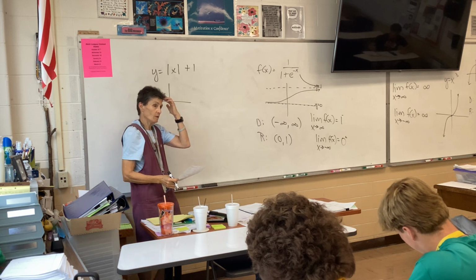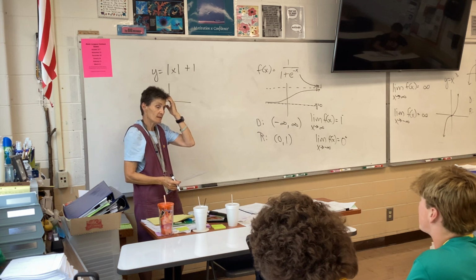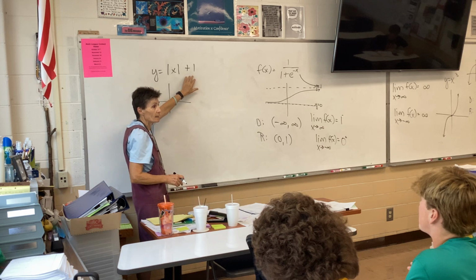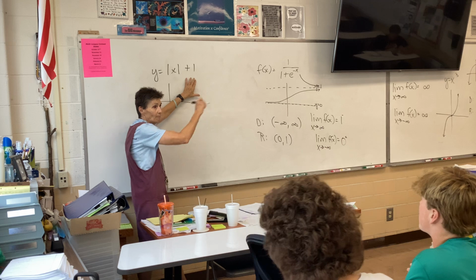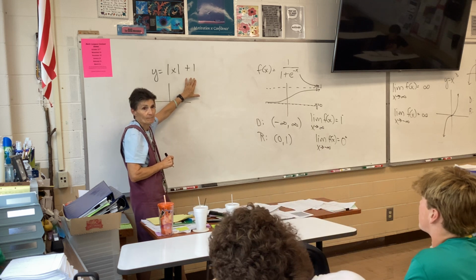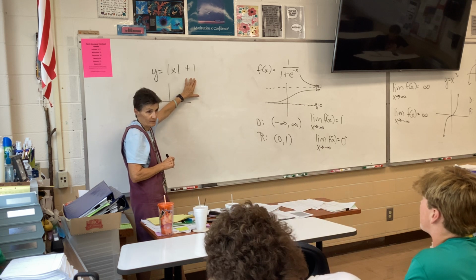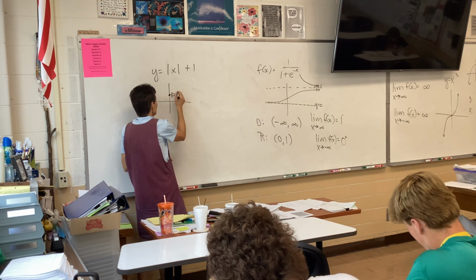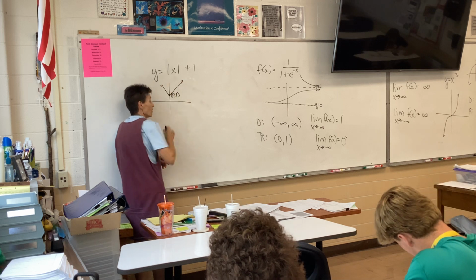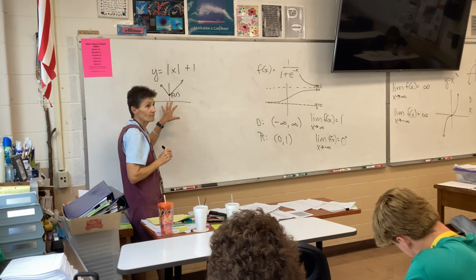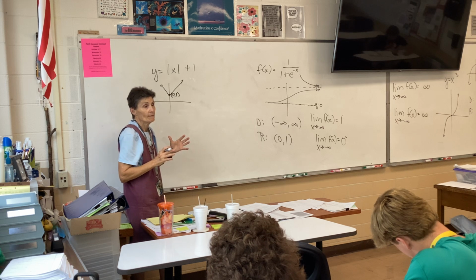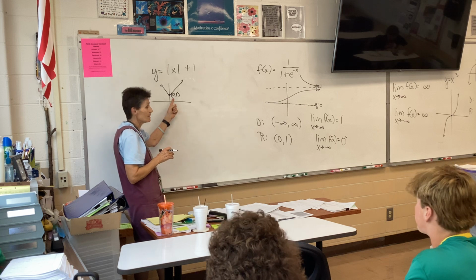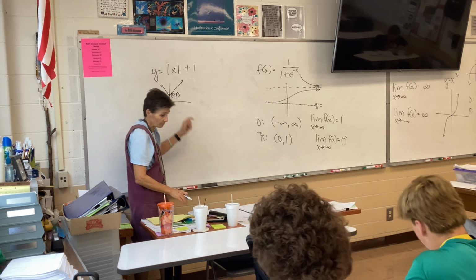All right, so first of all, what shape is it? A V. What does tacking a 1 on the end of my problem do to the V? Moves it up 1. So now we're not at the origin. Now we're V'ing from that point. And that's all you have to do, kids. This is just a rough sketch. You're not plotting a bunch of points. It doesn't have to be perfect. I want to see a V with that point labeled right there.